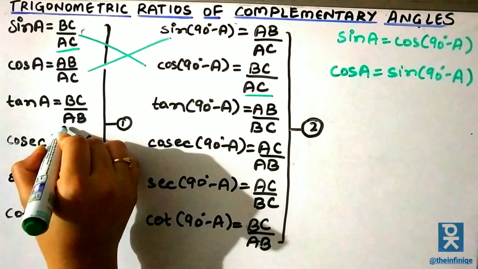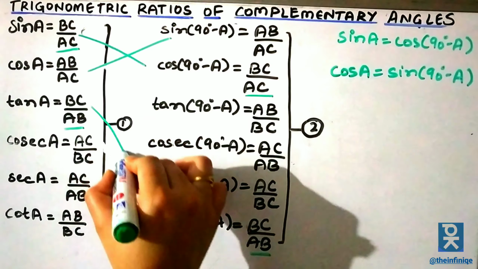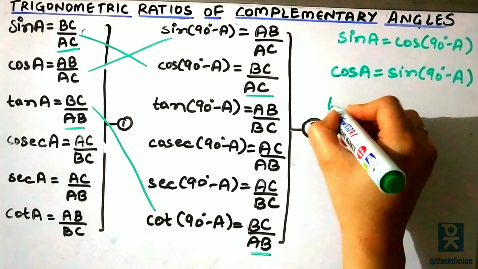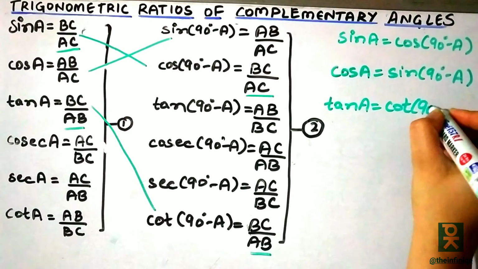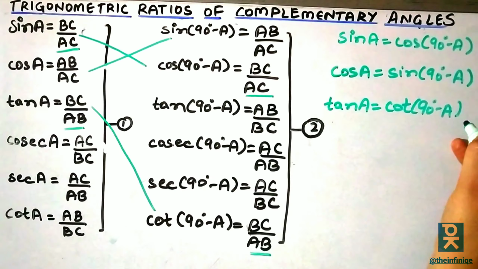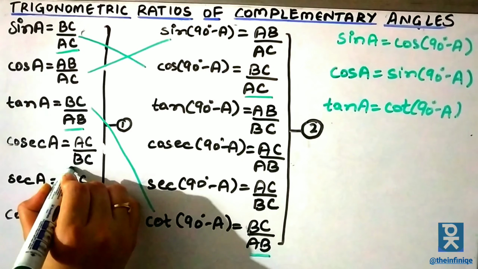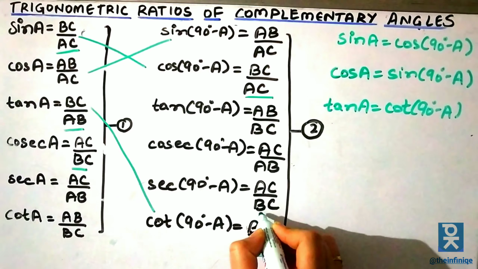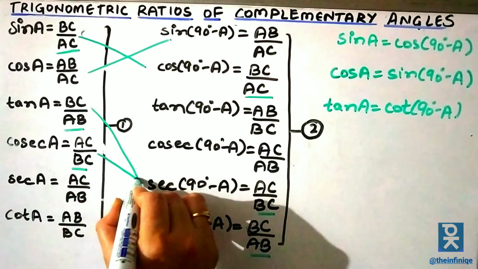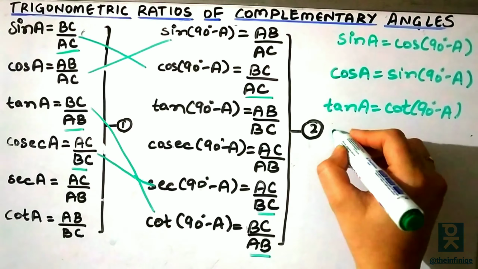And tan A is equal to BC upon AB, and cot of 90 degrees minus A is equal to BC upon AB. So they both are equal. So tan A is equal to cot of 90 degrees minus A. Cosec A is equal to AC upon BC, and sec of 90 degrees minus A is equal to AC upon BC. So cosec A is equal to sec of 90 degrees minus A.